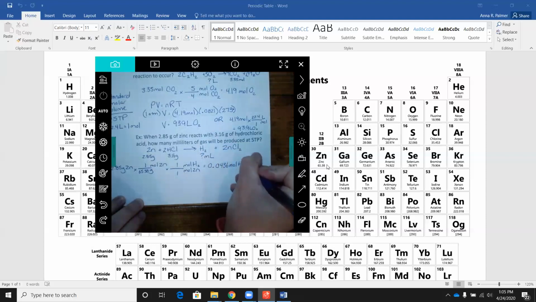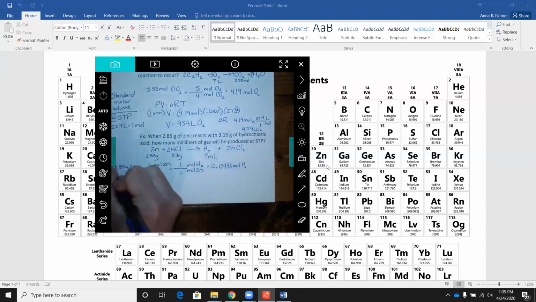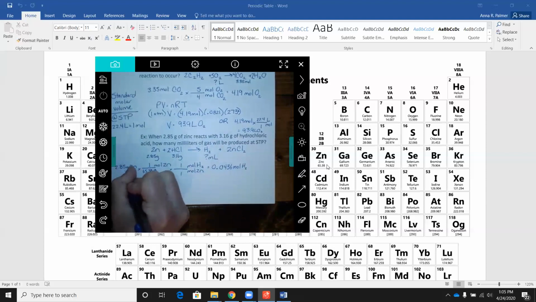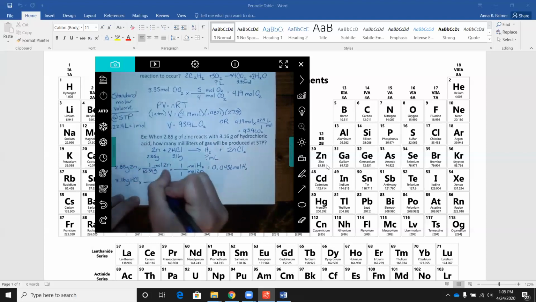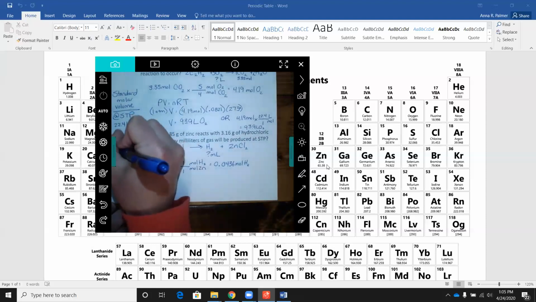Moles of hydrogen. All right, I'm not done. I've got to do the same thing for hydrochloric acid. So it's 3.16 grams of HCl. I move grams to the bottom, moles on top. And now I've got to find the molar mass of HCl. I'll do that over here.